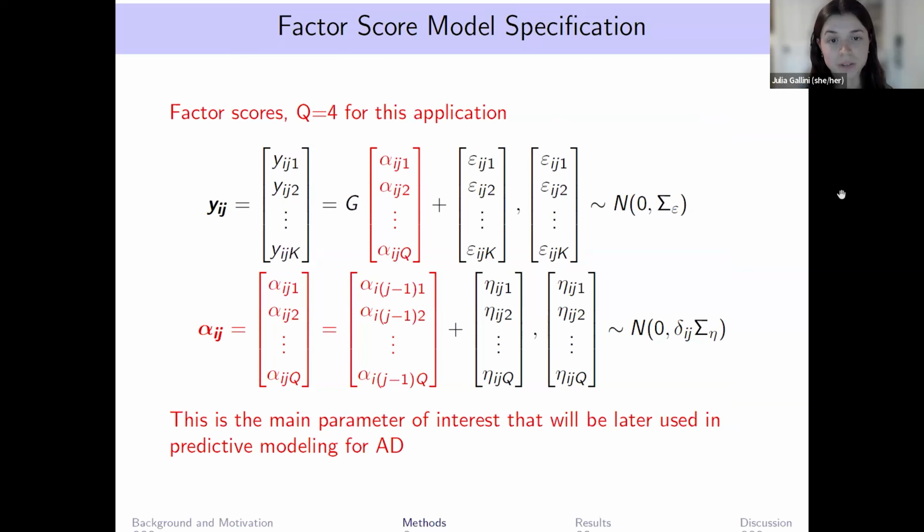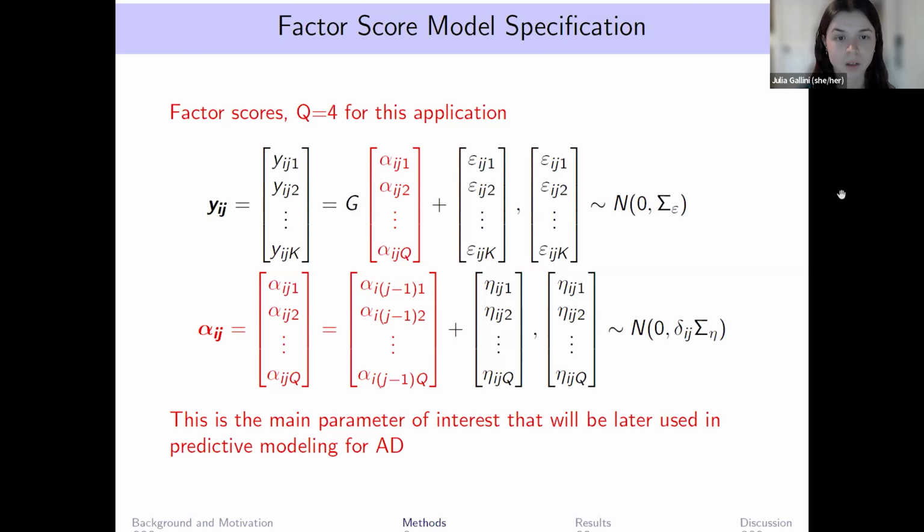Alpha is the main component of interest from this model for this particular application. These are the actual cognitive factor scores that we're deriving. We have 4 for this application. Those are the memory, working memory, psychomotor speed, and language factor scores.